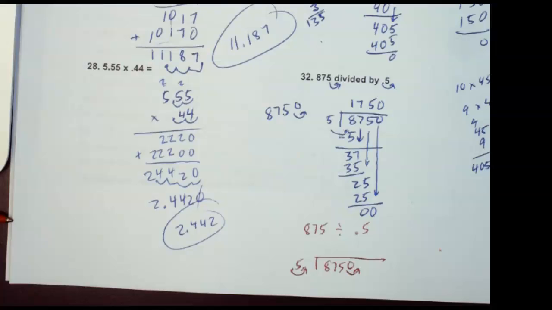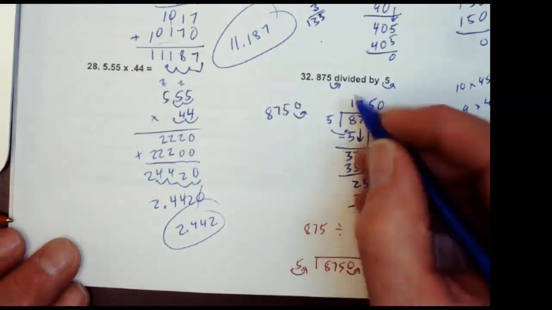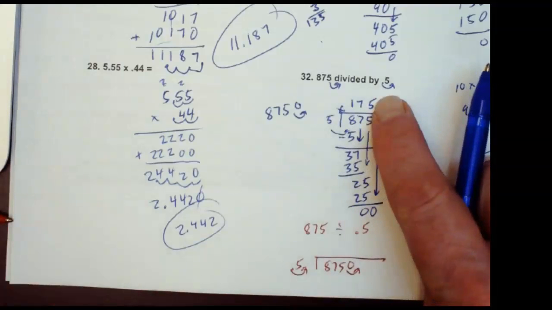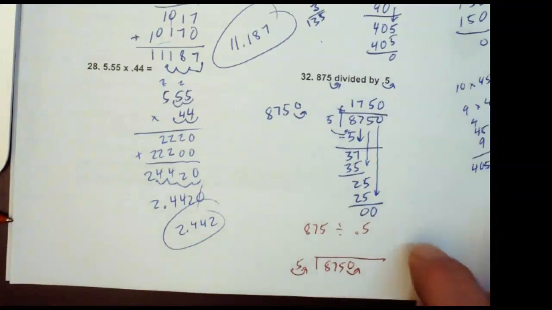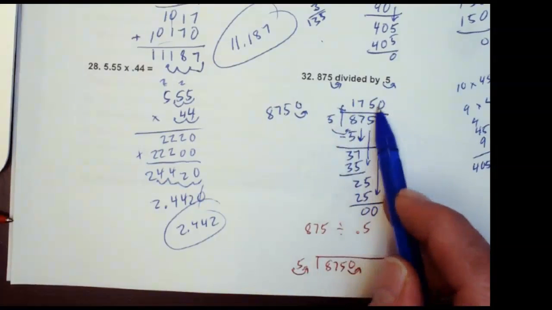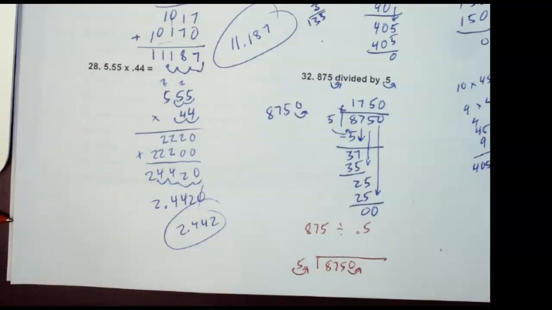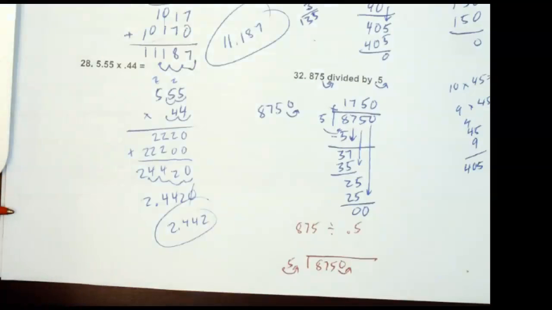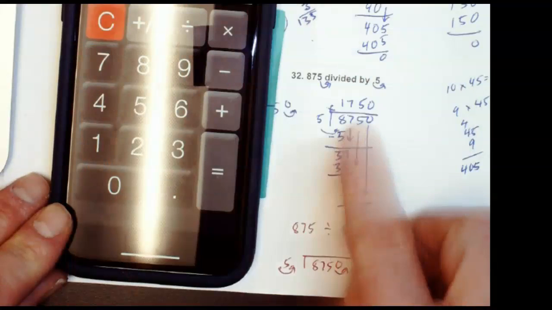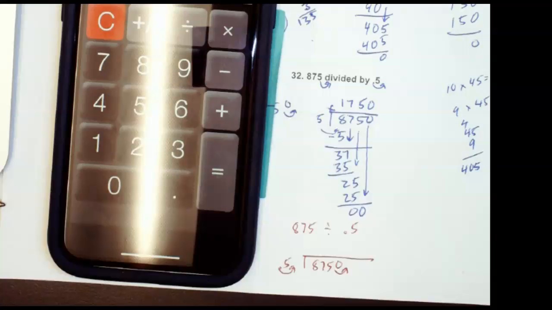All right, thanks for listening. And again, let's just see if our answer makes sense. If we took 5 times 175, would that be anywhere near 8,750? No, but I could take 5 times 1750 and I'd be there. For you doubters, I'll do it quick. Five times 1750. Bam.